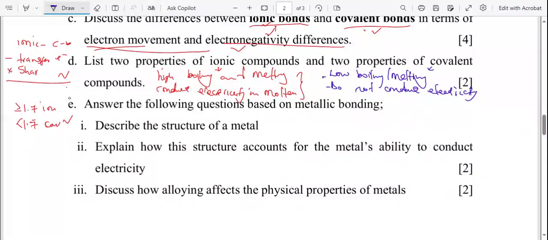The other question now that we need to attempt is to answer the following questions based on metallic bonding. Describe the structure of a metal. So metals are bonded like this. Let's say there are two electrons there. Let's say for copper, it will be bonded like this.